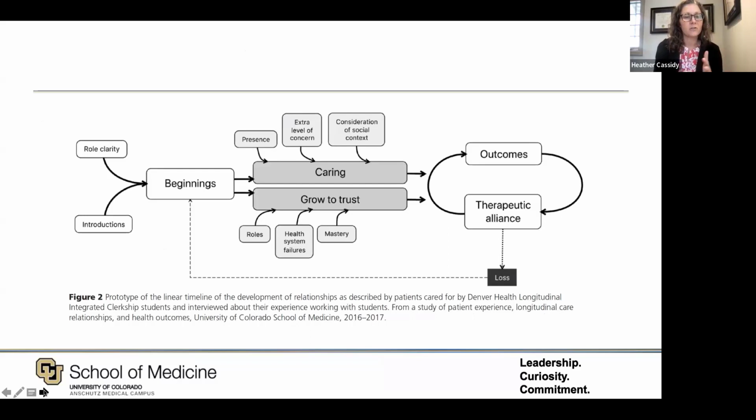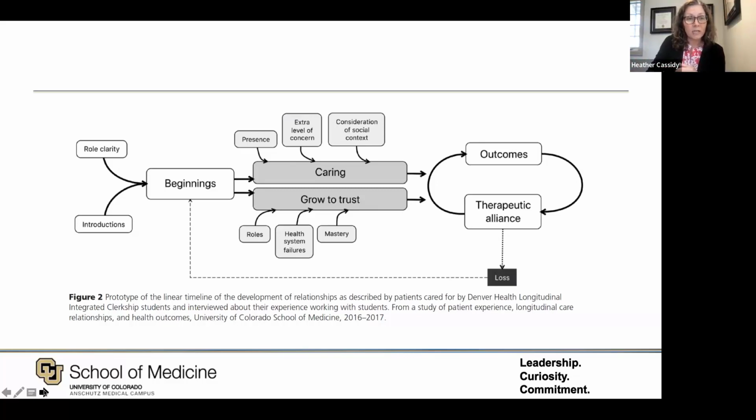They proposed a model that looked like this in the article. So on the far left here, the start of the relationship, role clarity, which each of our students spoke a little bit about, like my role here is as navigator, as mitigator, as communicating results back to you as your PCP, and also the way that the attendings and preceptors were facilitating that role clarity for the student and for the patient. And that really was the launch of the relationship. And then longitudinally over the arc of the year, there was a manifestation of caring and a growth of trust, where the patient was really coming to trust the LIC student. And that then ended up impacting their sense of therapeutic alliance and their sense that their healthcare outcomes were improving.